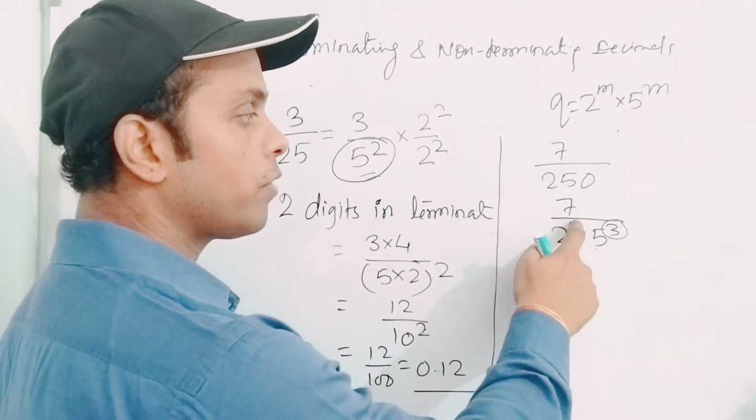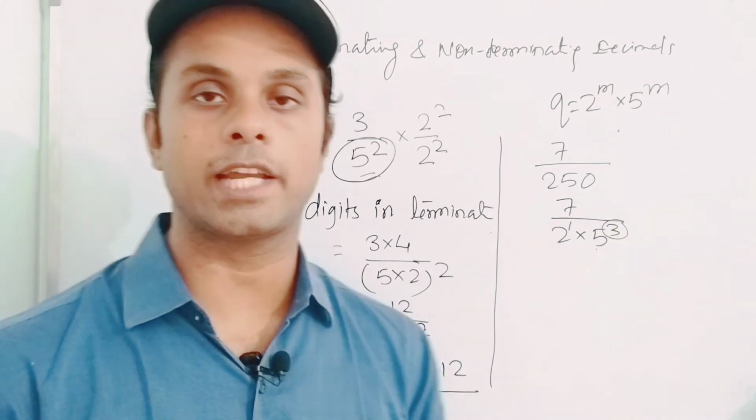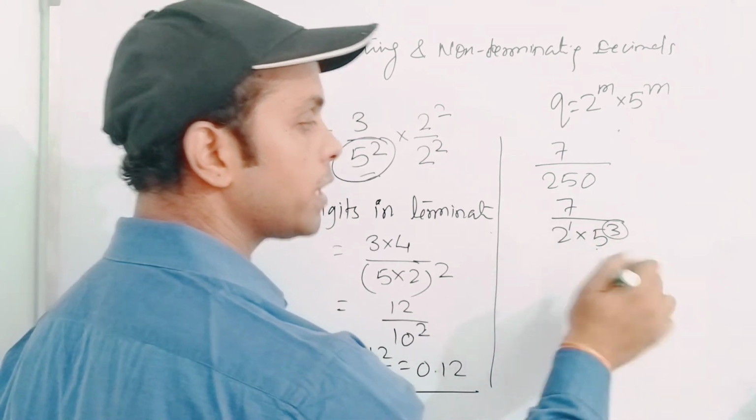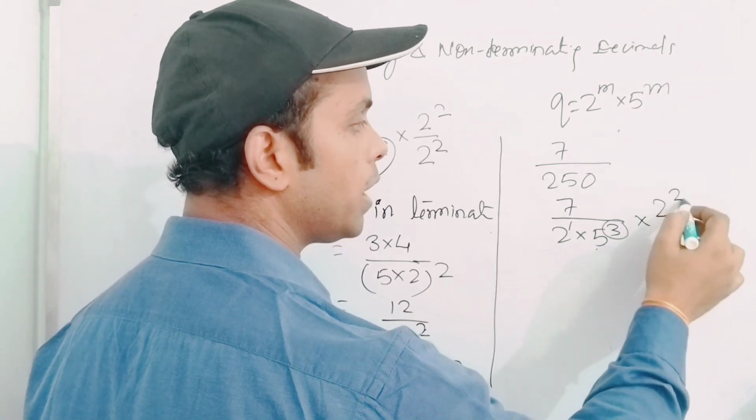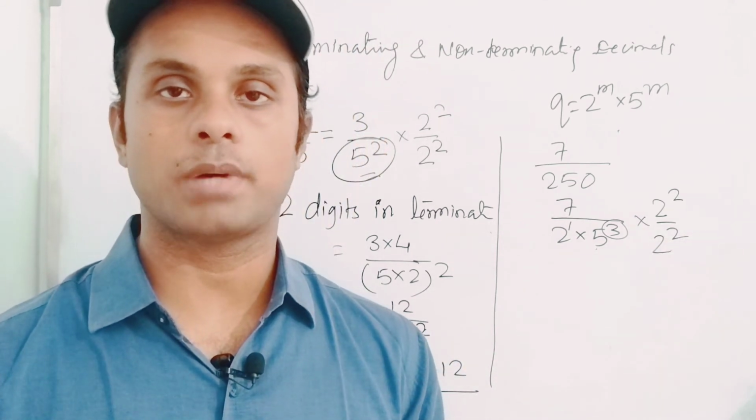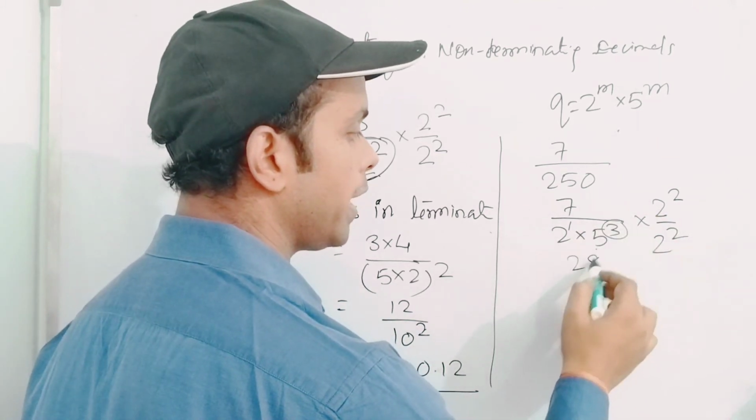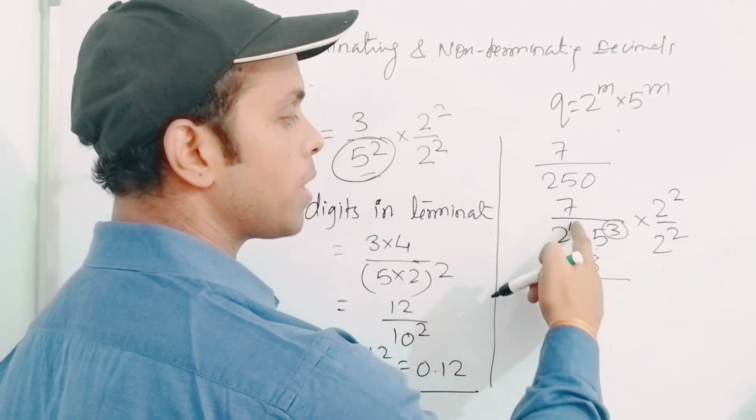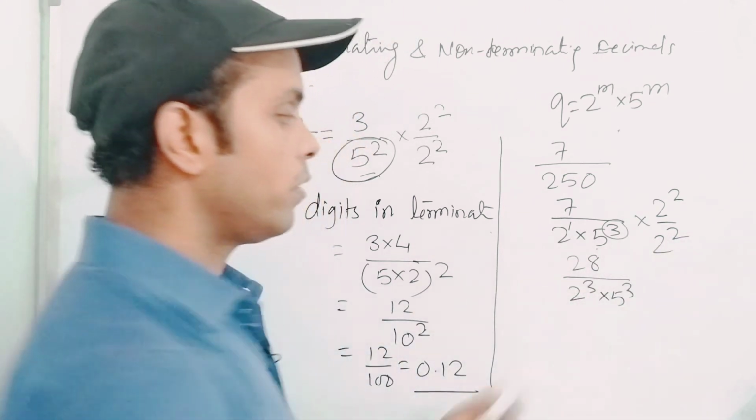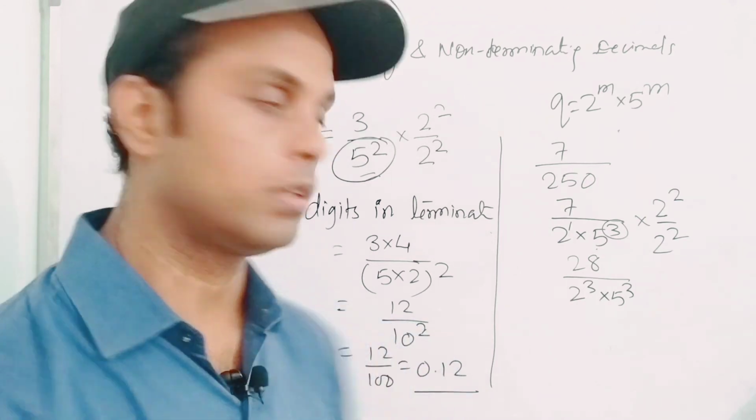We have 2 raised to the power 1, but this is 5 raised to the power 3. There is a difference between their exponents of 2. So how do we make their exponents equal? For that, you multiply both the numerator and denominator by 2 square. If you do so, then you obtain 28 upon, look, 2 raised to the power 1 into 2 square is 2 cube. Now their exponents are equal. So this way we can make exponents equal.